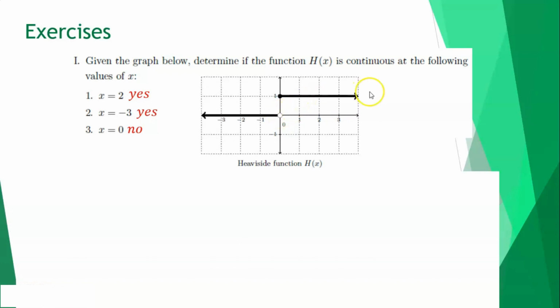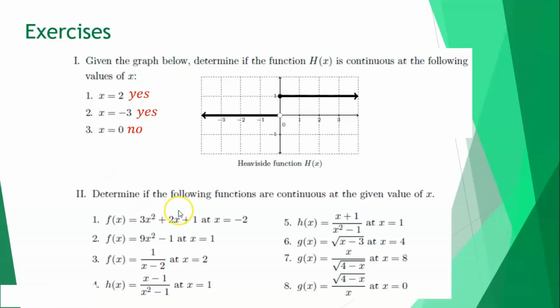As it approaches 0 from the right, the value is 1. As it approaches 0 from the left, the value is 0. So take note of that. Okay, this one. Identify whether the functions are also continuous at given value of x.